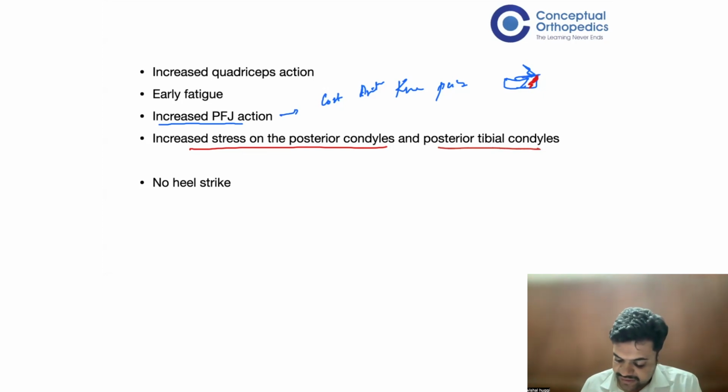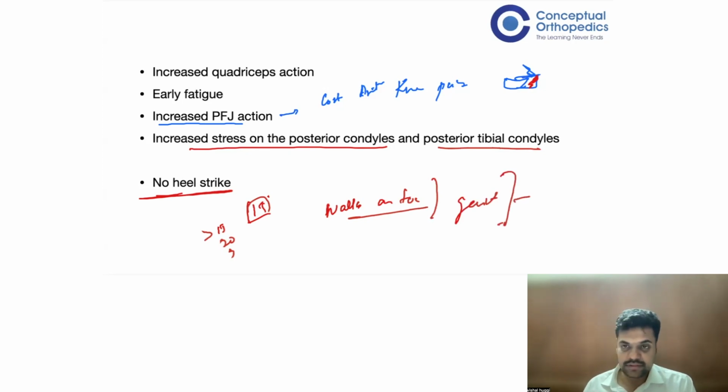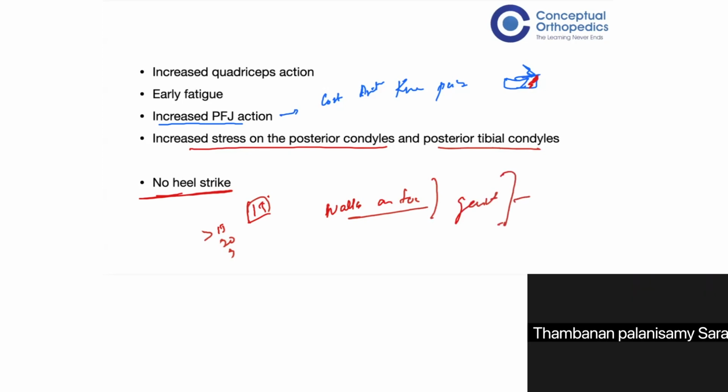When the FFD reaches about 15 degrees, there is no heel strike happening for the patient. When the FFD is more than 15 degrees, say about 20 or 30 degrees, the patient walks on toes. So this will lead to gait abnormality. All this will lead to, as Dr. Abhishek said, the alignment is not correct.